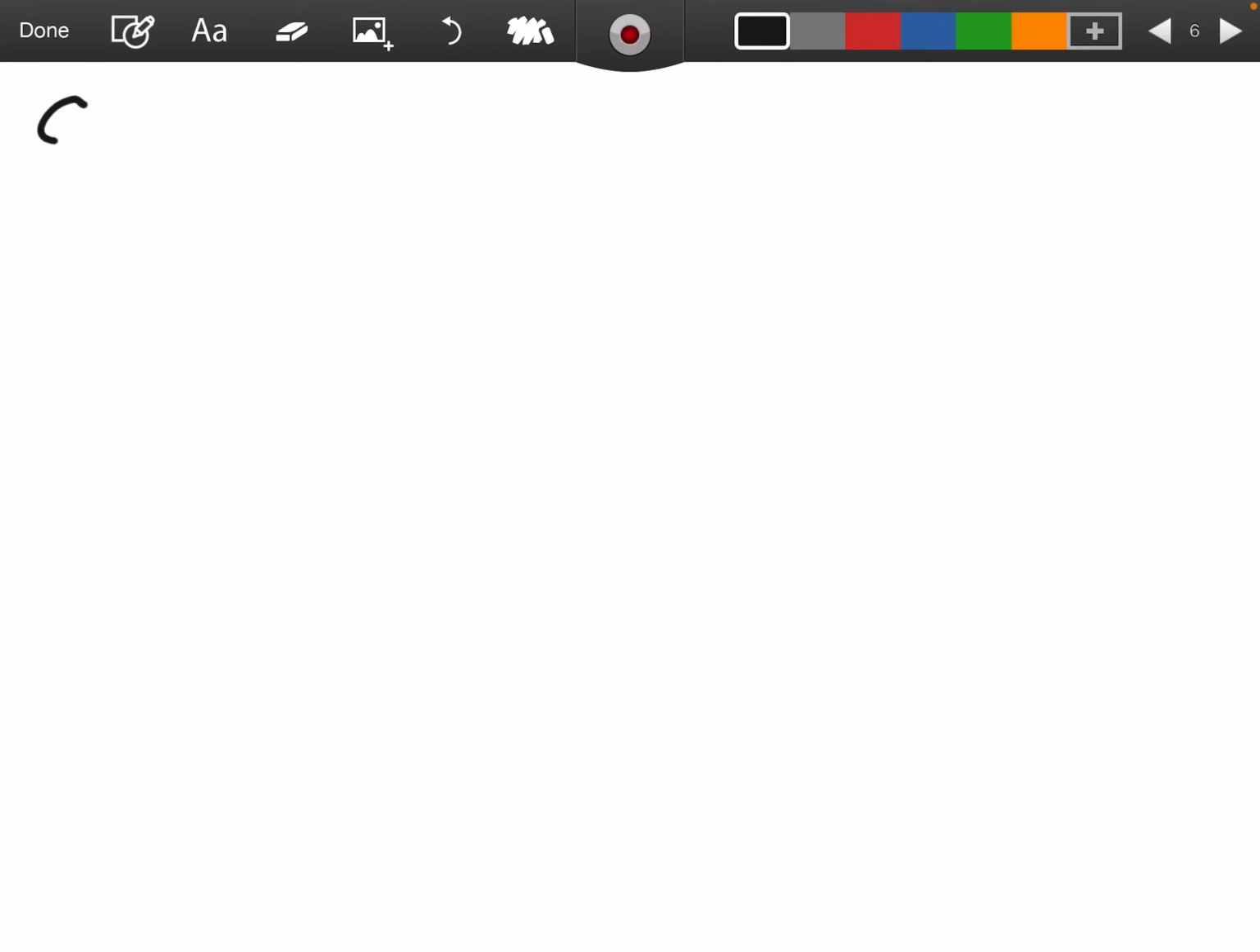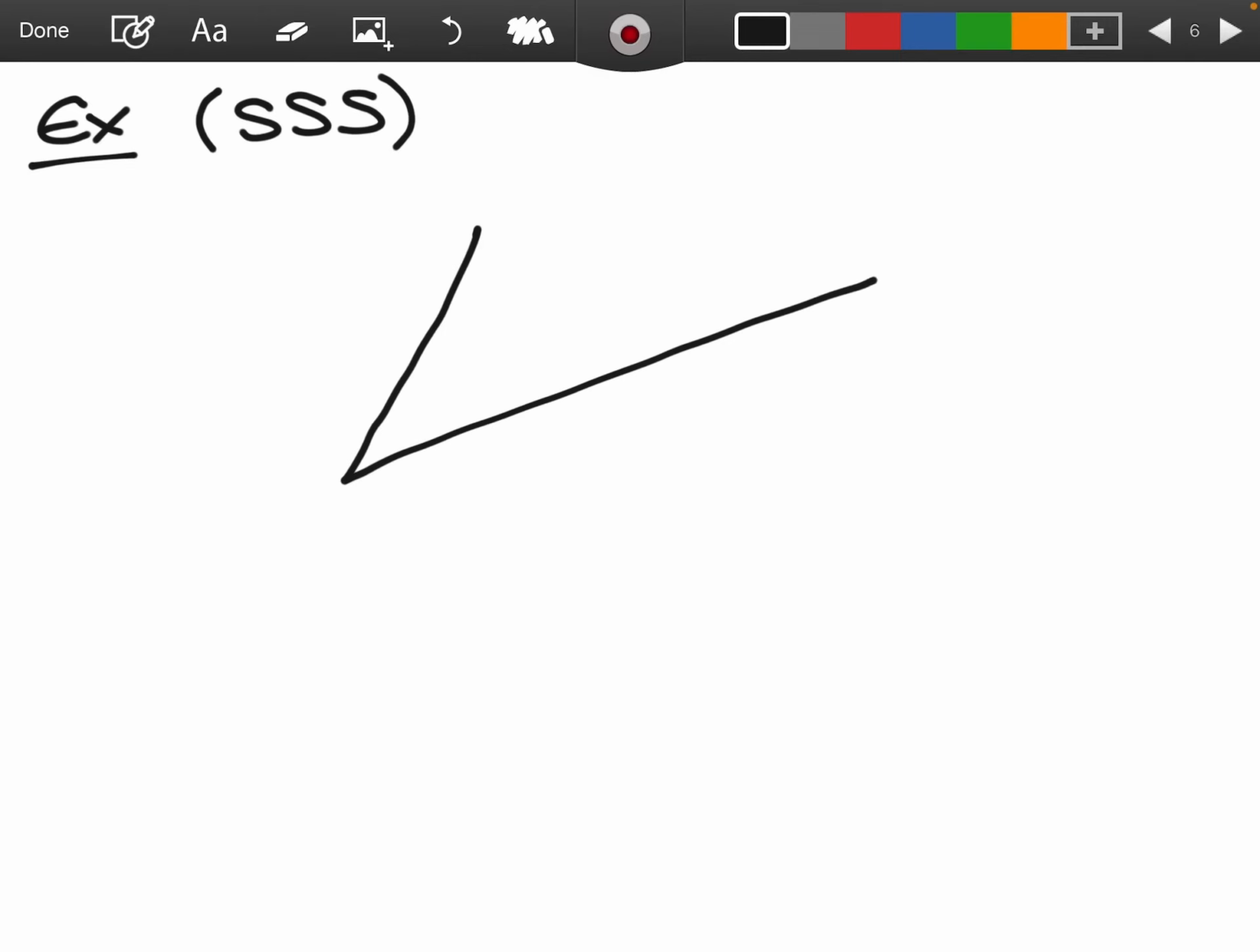What I'm going to do first is look at an example where we are given all three sides. I'll do the side-angle-side example in the next video, but we'll start with the example where you are given all three sides. So in this example, we have this triangle here. I've got A, B, and C, and then alpha, beta, and gamma. And my sides are going to be 5, 6, and 8.